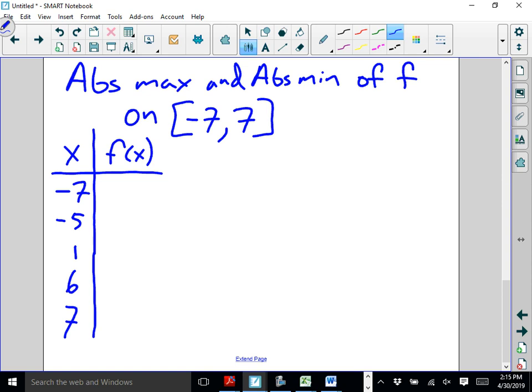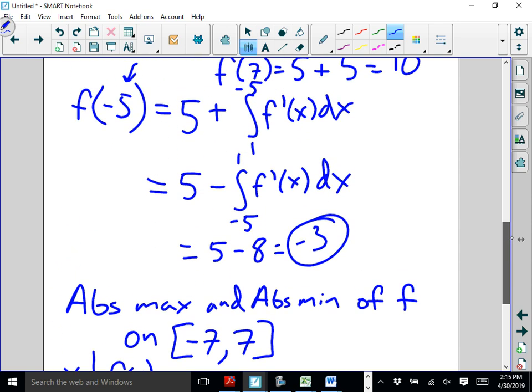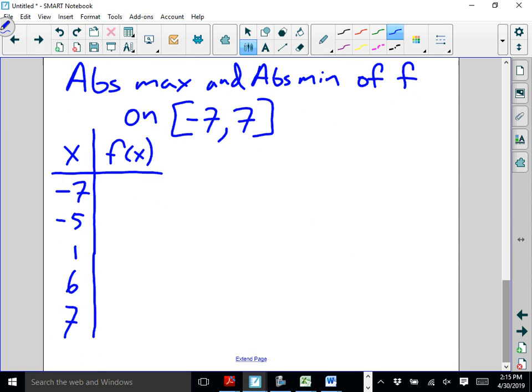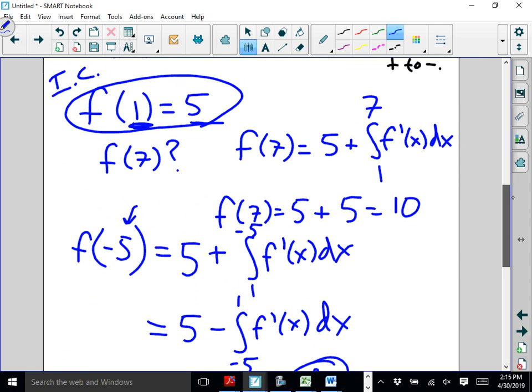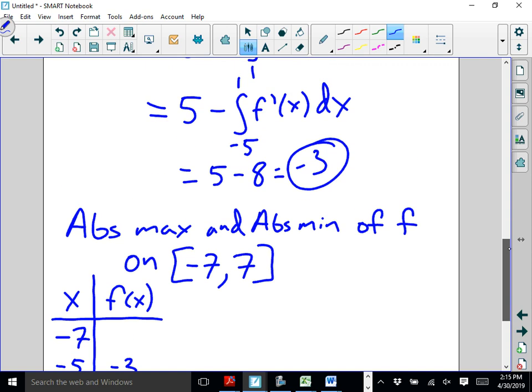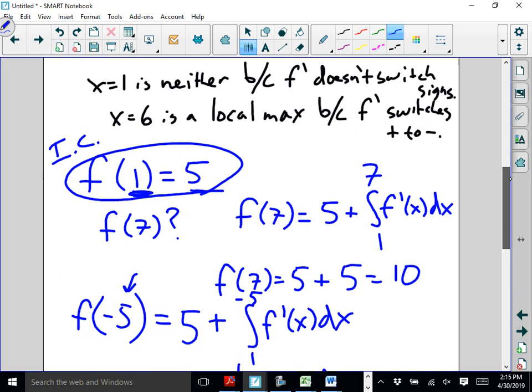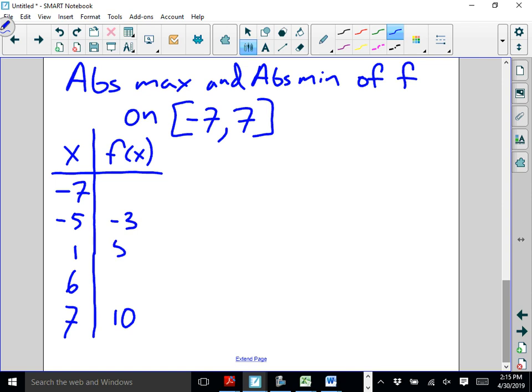Now some of these values I've already calculated, so I'll put them in. f of -5 is -3. I calculated f of 7, I believe. Yep. f of 7 I got to be 10. f of 1 was already given to me. f of 1 equals 5, right? That's our initial condition. We can just use that. So I need to calculate two more. I need to check f of -7, and I need to check f of 6.